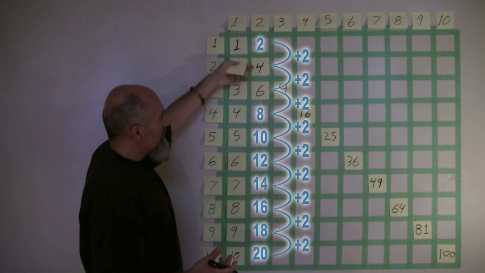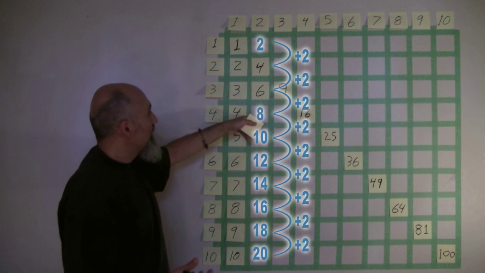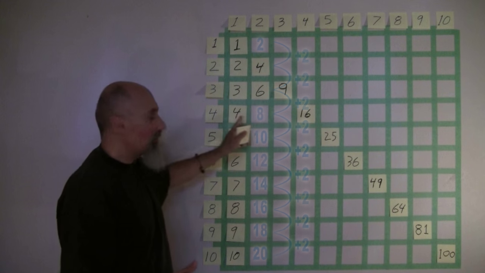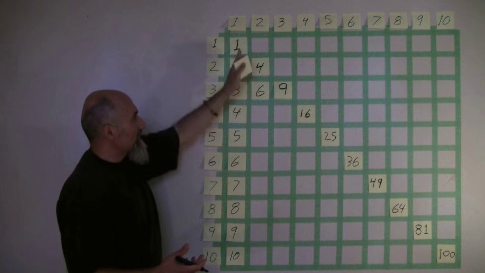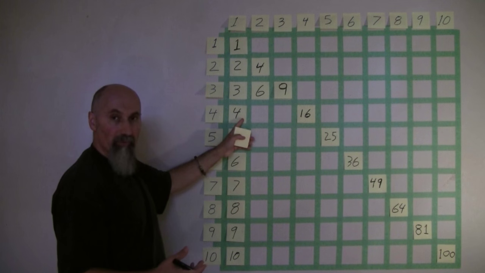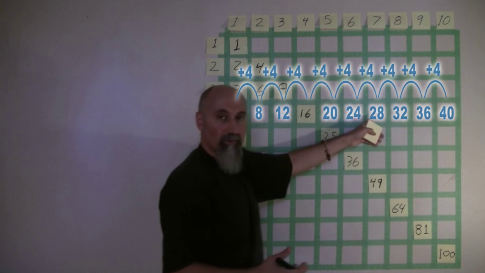4 plus 2 is 6. The next one is going to be 8, right? Well, 4 times 2 is 8, which is the same thing as 2 times 4. If we're multiplying, we're going to go 4. We're going this way. You're adding 4 every time. 8, 12, 16, 20, 24, 28.